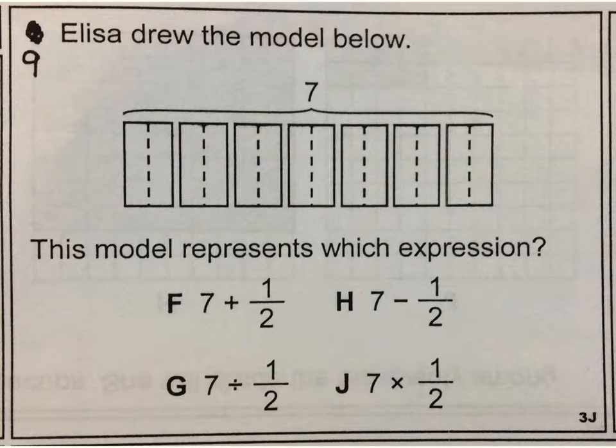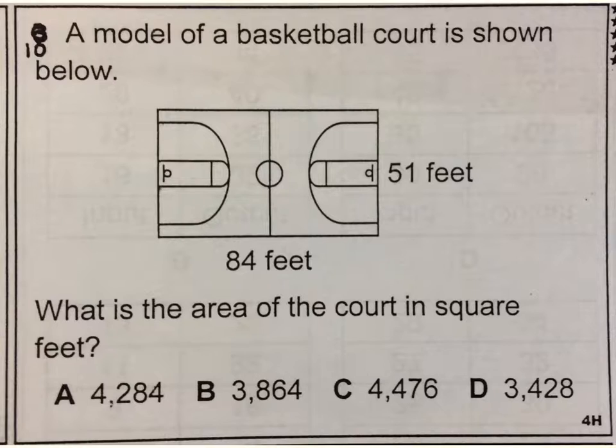Number 9. Elisa drew the model below. It shows 7 holes. This model represents which expression? Number 10. A model of a basketball court is shown below. What is the area of the court in square feet?